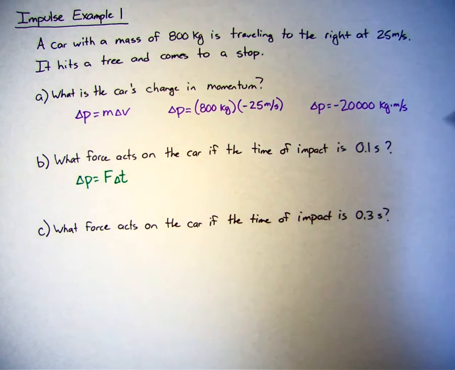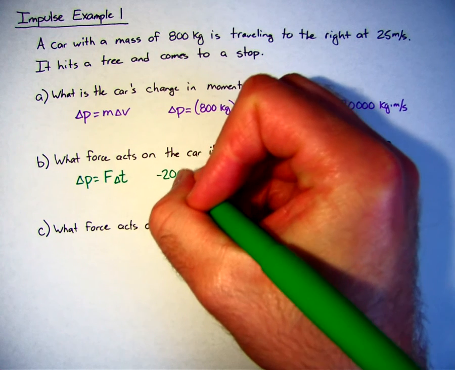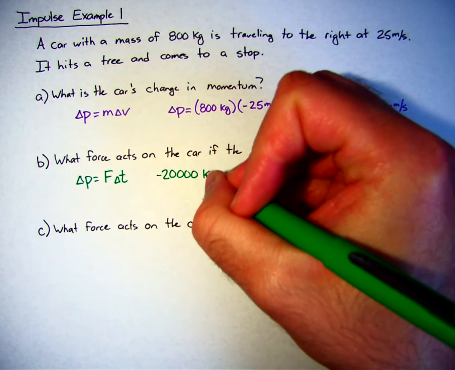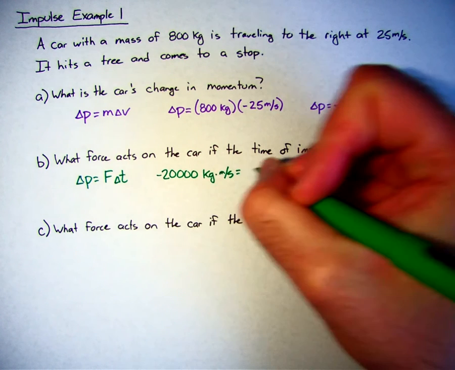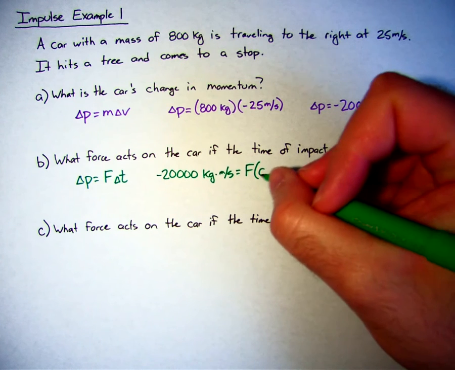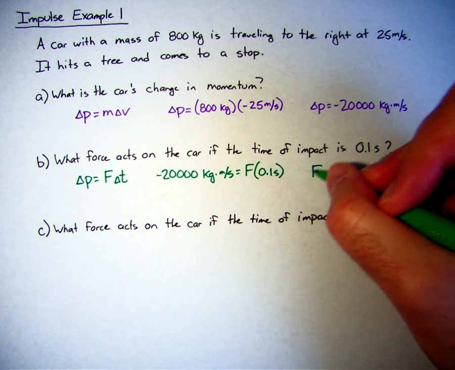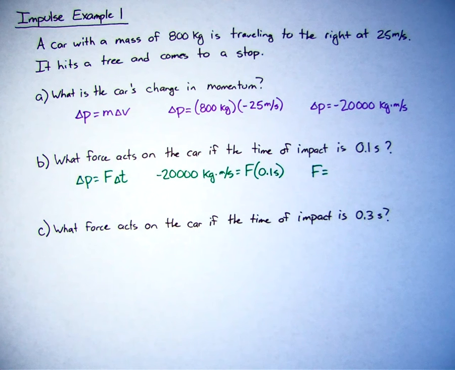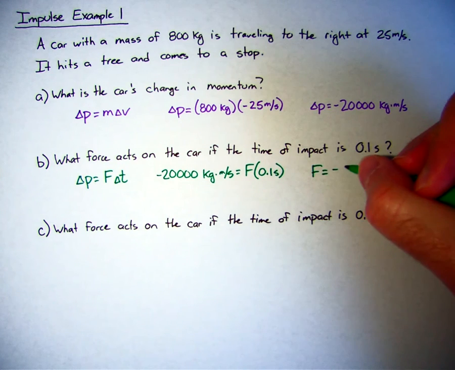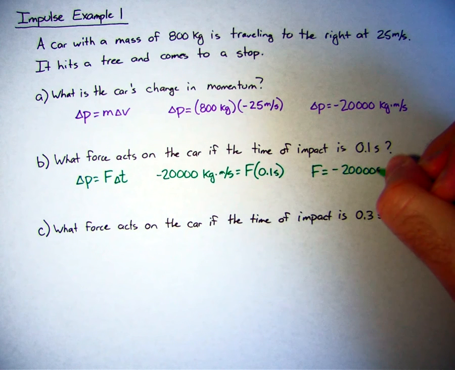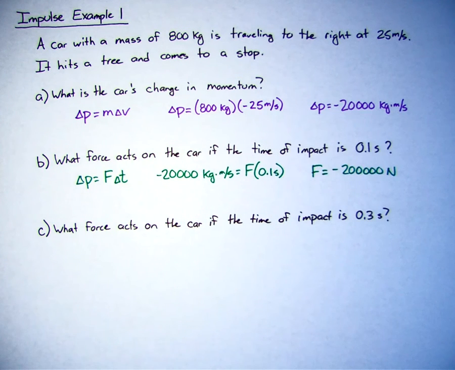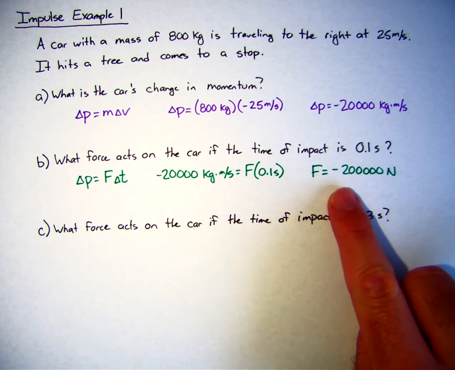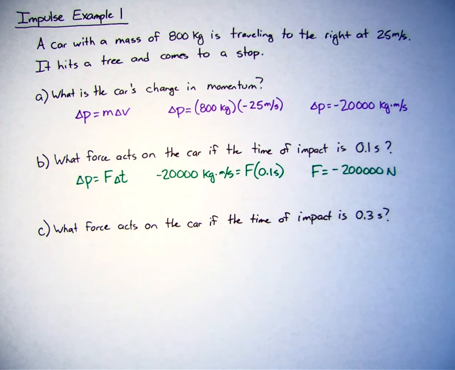So if I plug in what I have, negative 20,000 kilograms meters per second equals the force times 0.1 seconds. So if I figure out what force is applied to cause this to occur, I get negative 200,000 newtons. So it's negative because it's pushing against the car. That makes sense. The direction is going to be against the car. 200,000 newtons, that's a pretty good force. That's a pretty significant amount of force.